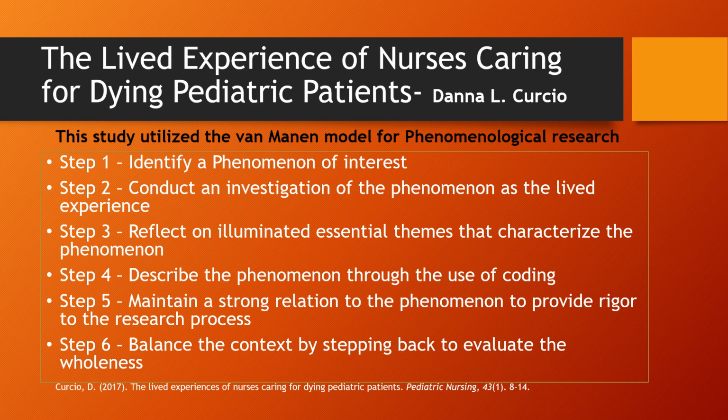Step 1, identify a phenomenon of interest. Step 2, conduct an investigation of the phenomenon as a lived experience. Step 3, reflect on illuminated essential themes that characterize this phenomenon. Step 4, describe the phenomenon through the use of coding. Step 5, maintain a strong relation to the phenomenon to provide rigor to the research project. Step 6, balance the context by stepping back to evaluate the wholeness.